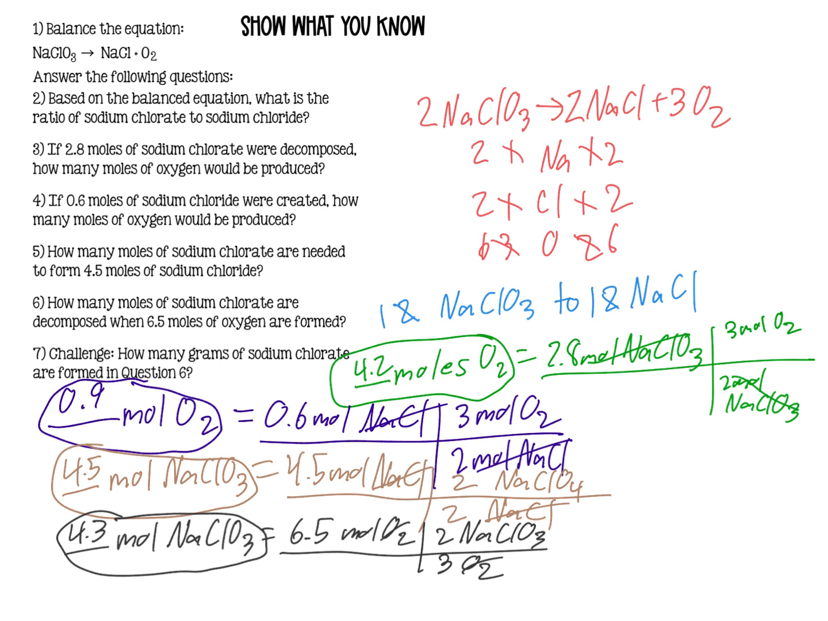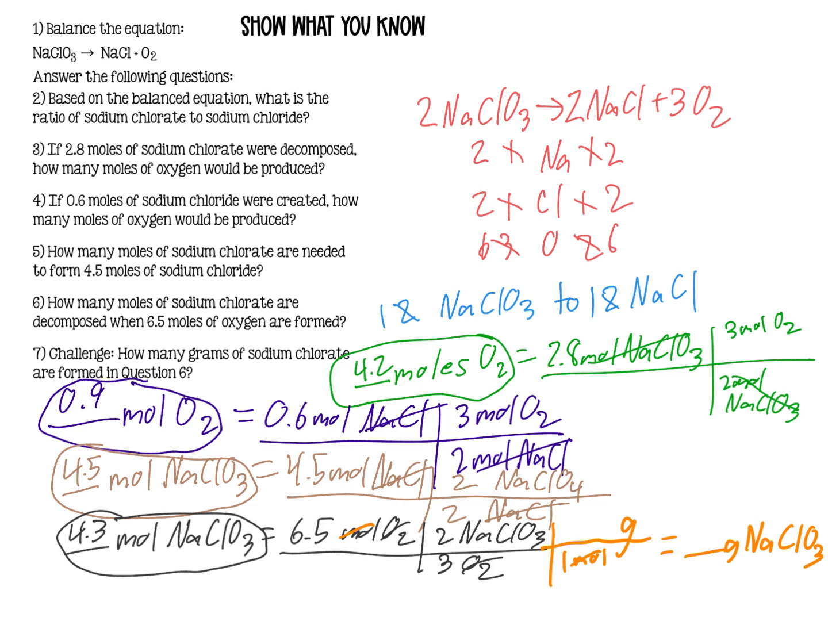Finally, we are going to try the challenge question. How many grams of sodium chlorate are formed in question number 6? Let's try continuing where we left off. We know that we have about 4.3 moles of NaClO3.